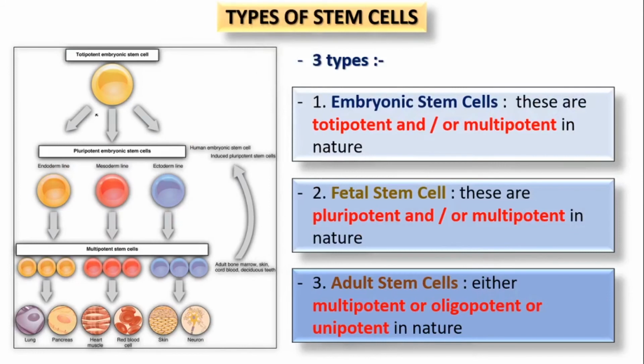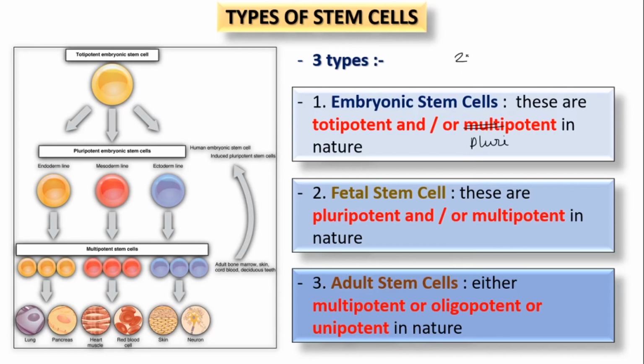So next is types of stem cell. Stem cells are mainly of three types. These are embryonic stem cells, fetal stem cells and adult stem cells. Embryonic stem cells can be found at the embryonic stage, and these cells are either totipotent or pluripotent in nature. This should be pluripotent, not multipotent.